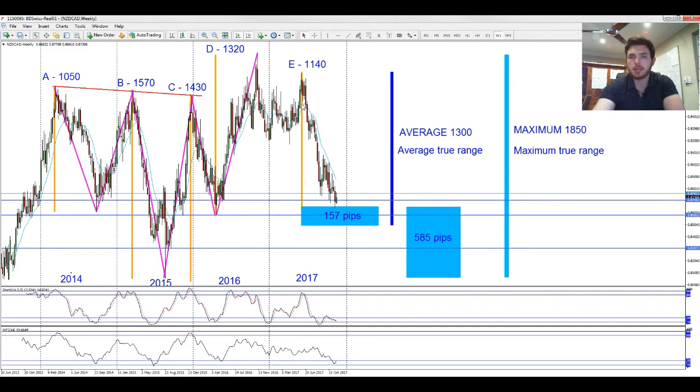Now what we do know is the sell-off on point E, which is the current market price, has moved 1,140 pips. So this helps us understand that we are 157 pips away from the limit of the average true range. Now what this also allows us to identify is that we're probably going to be coming towards a very strong momentum barrier.